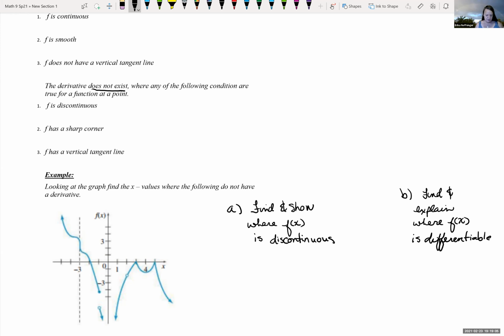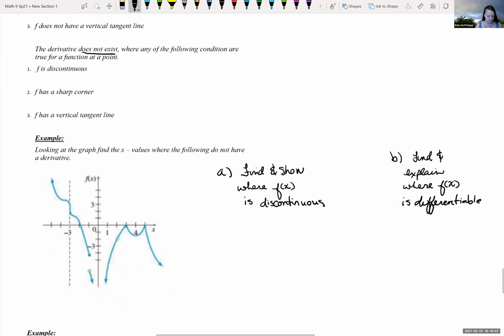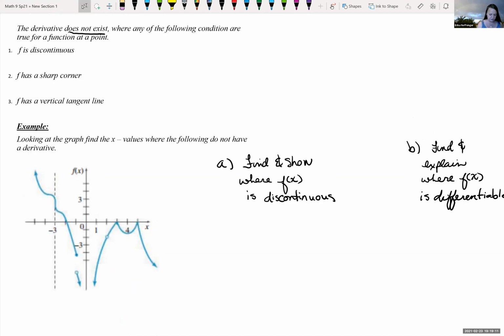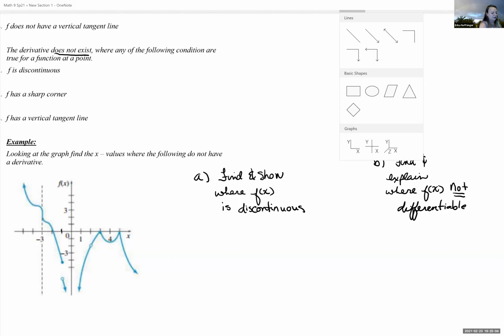So let me give you a couple of minutes to try that and see if you can do that, and then we'll talk about it. I'm just going to pause the video for a minute. So some great discussions, and you guys are understanding for the most part. So find where the function was discontinuous.